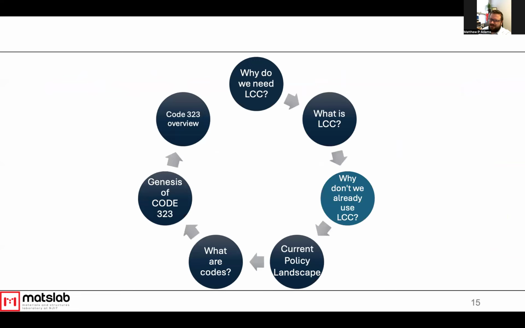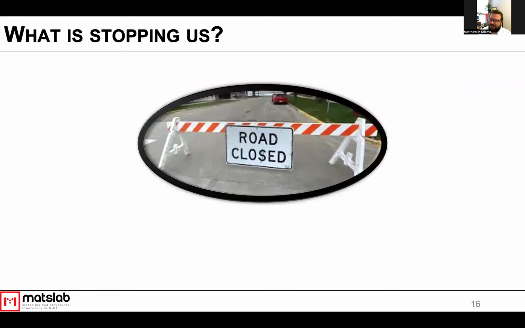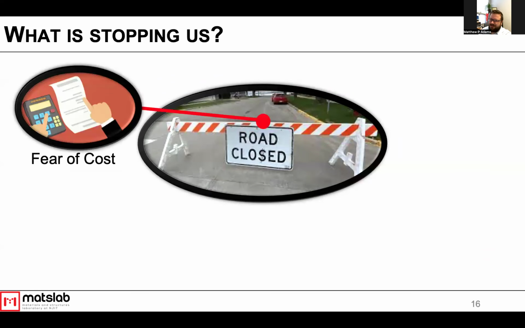So that's just sort of the range of tools we have available to us. I'm not going to get too far in depth. There are many other presentations available out there that get into how to use all of those tools. We're really here to talk about policy and code today. So why aren't we using low carbon concrete more if we have all of those tools available to us? What's stopping us?